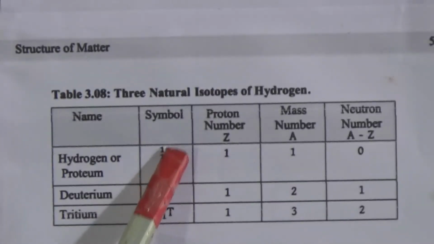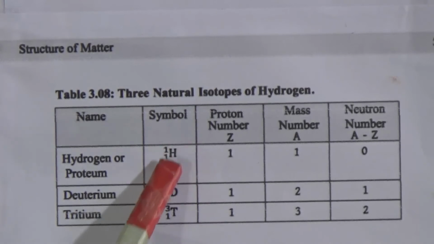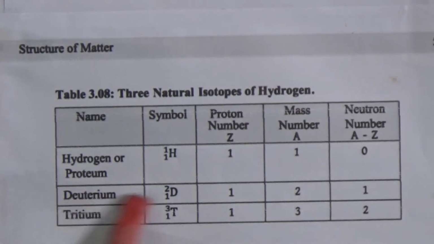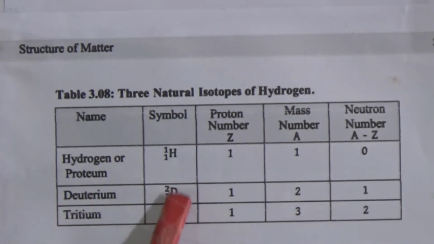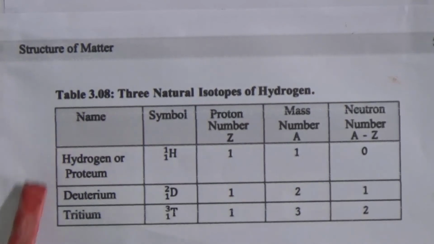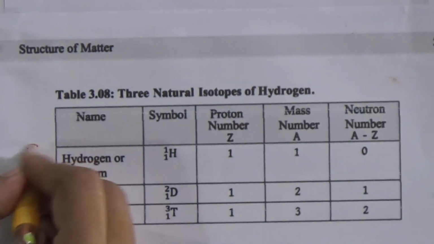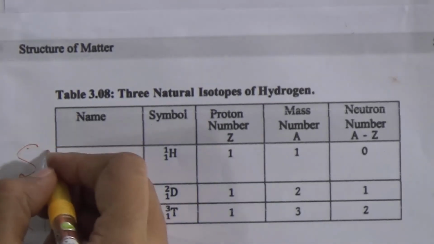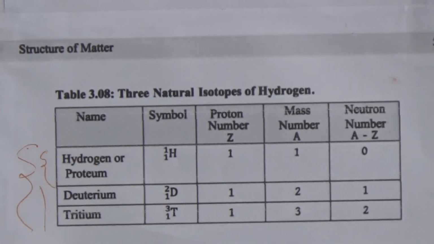First one is protium, symbol H1, atomic number 1, mass number also 1. Here proton number 1, mass number 1 and neutron number 0. Deuterium: here mass number 2 and atomic number 1, so proton number 1, mass number 2 and neutron number 1. And tritium, T, mass number 3, atomic number 1, proton number 1, mass number 3, then neutron number is 2. These 3 we can get in nature, but these 2 we can find in small amounts, and this one we find at 99%.